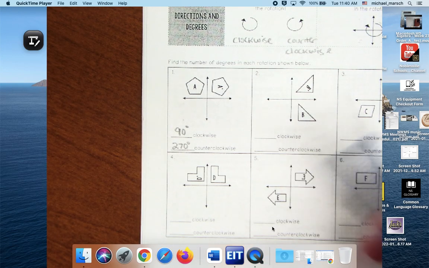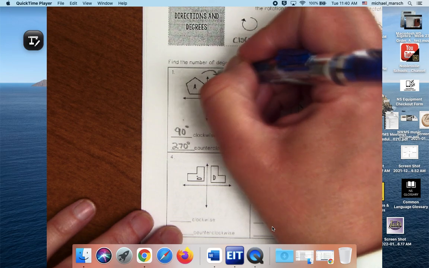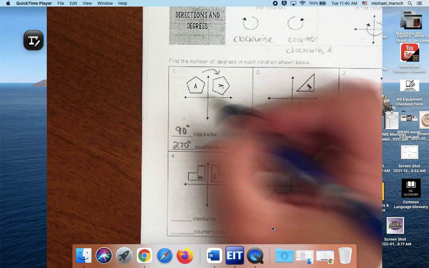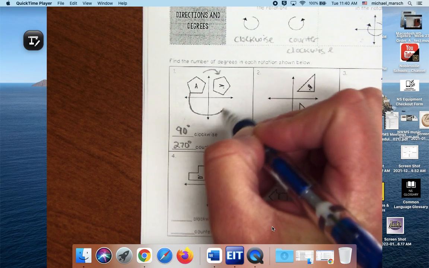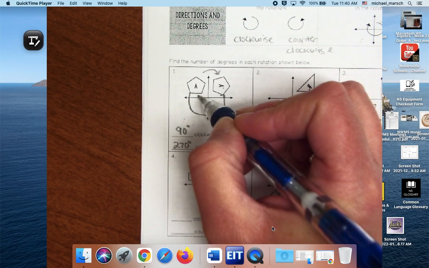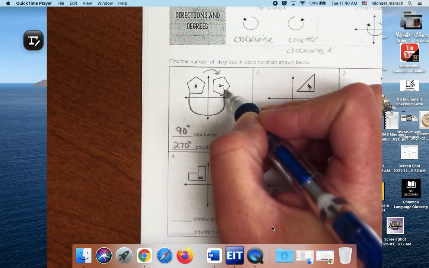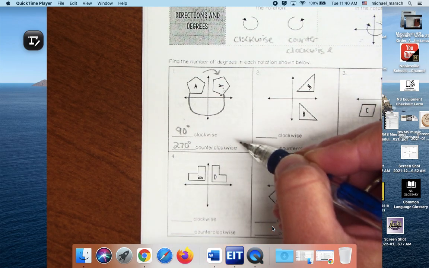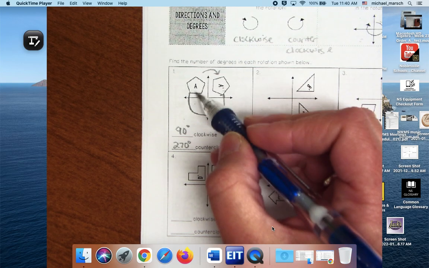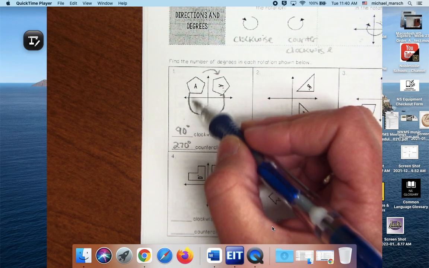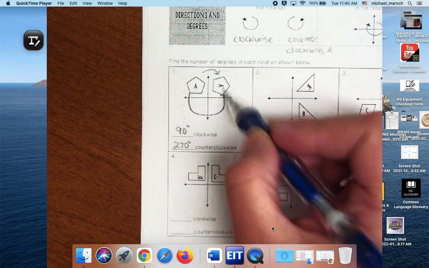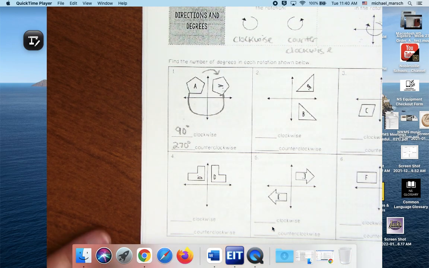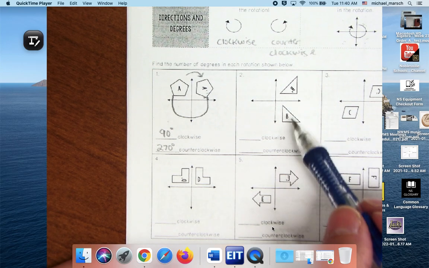Right? So if I go this way, it's 90. That's clockwise. But if I go this way, all the way around here, I moved one, two, three quadrants, so that's going to be 270. I do not move four. If I moved four, I'd be right back where I started. So I start here, so I went one, two, stopped on the third quadrant. Great question.